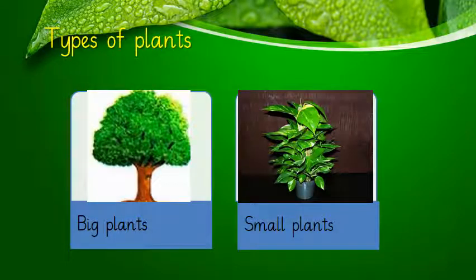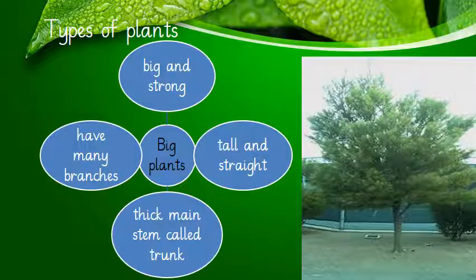There are two main types of plants: big plants and small plants. Let's discuss big plants first. The main features of big plants are: these are big and strong, these are tall and straight, these have many branches, these have thick main stem called trunk. If you look at the given picture, that is of a tree, you can find all main features of big plants within this picture.